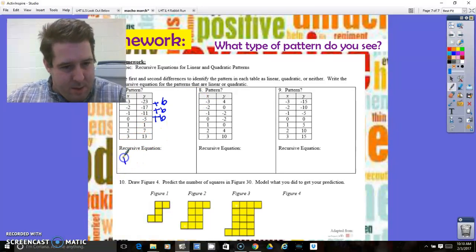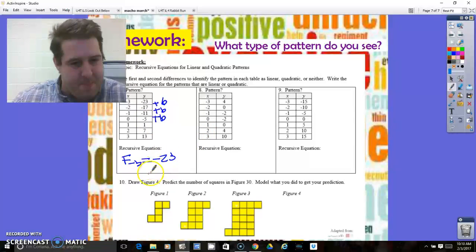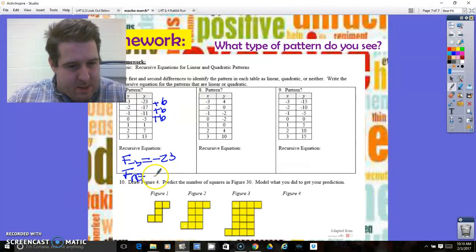So the recursive formula: f of negative 3 equals negative 23. So that's my starting point. You can use any point you want. F of any number is equal to the previous number plus 6.